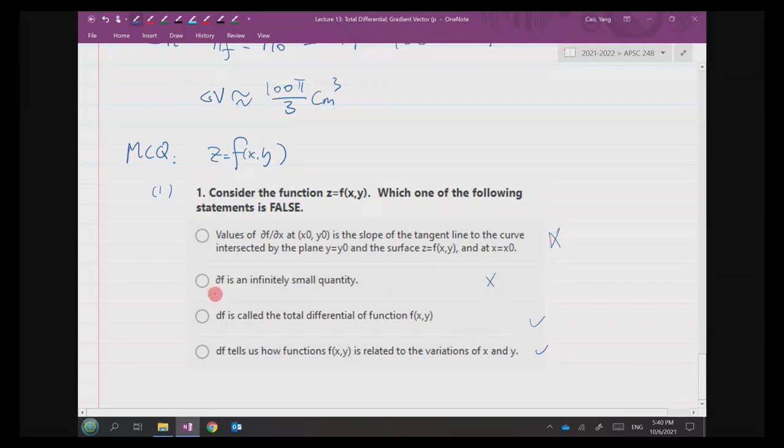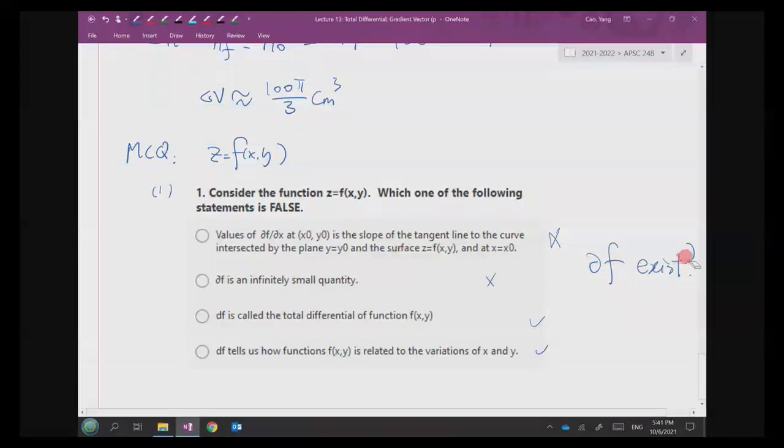Let's focus on the second one. Partial f is an infinitely small quantity. If you recall, I specifically said in the lecture, does this exist? It doesn't. Yes, it doesn't exist. It's not a quantity at all. So this is actually false. The first one is actually right. That just gives you the slope of the tangent line to the surface at that location, for this partial derivative.